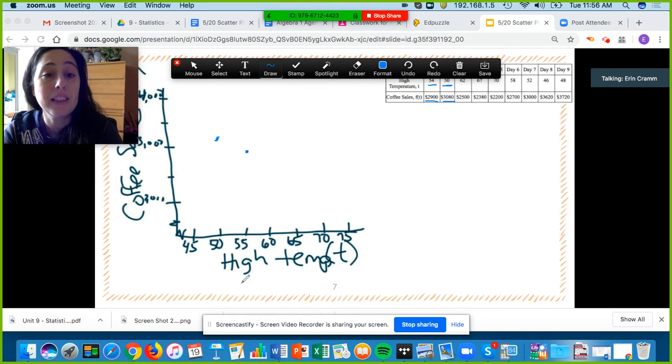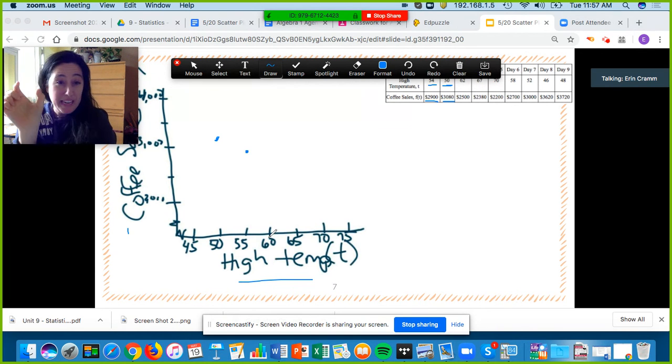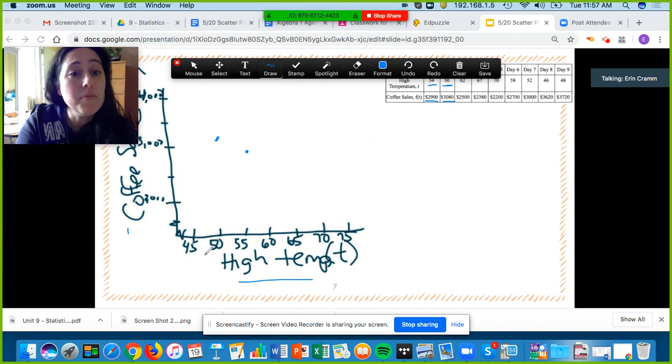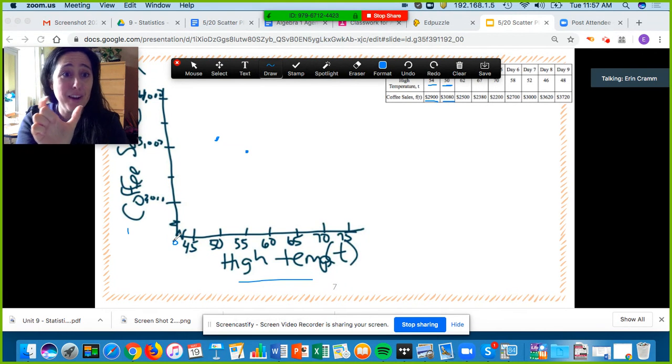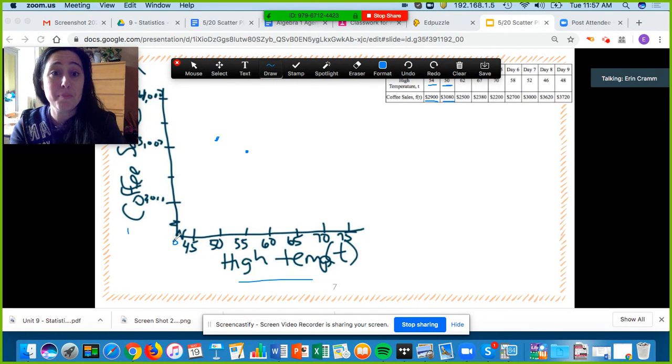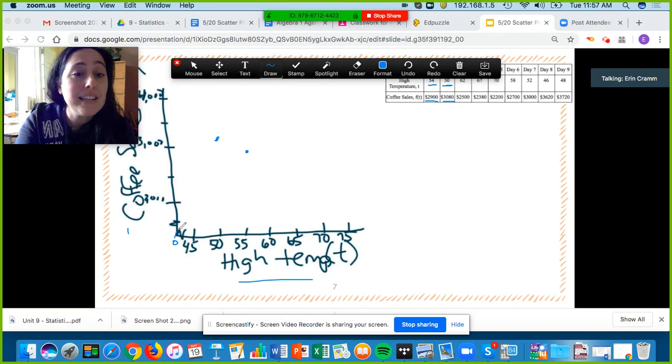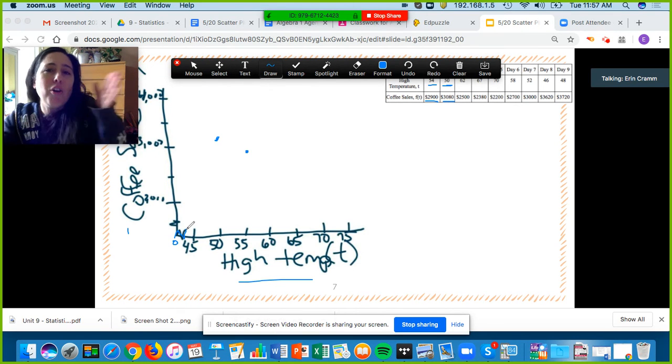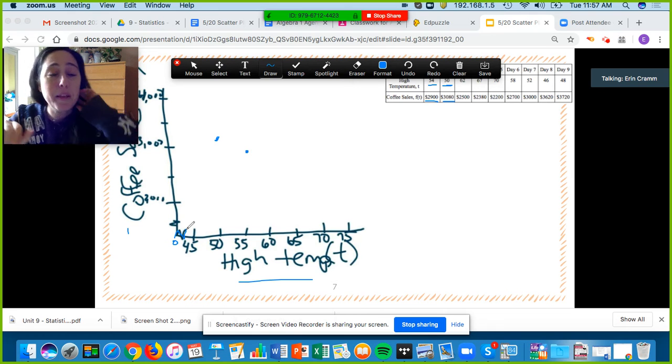Just make sure you label your axes appropriately. The other thing is, if you notice, I go by fives on the temperature axis: 45, 50, 55, 60, evenly spaced. But from 0 to 45, that's not 5, so that doesn't match the even spacing. That's why I put a little break here, to show this isn't part of that even spacing. It's a little bit longer.